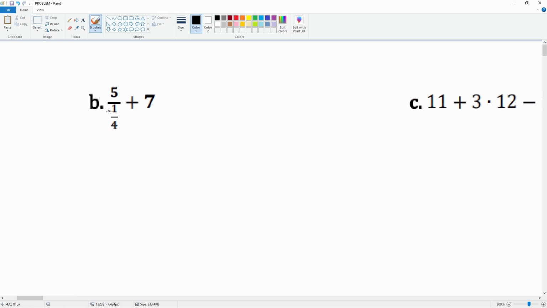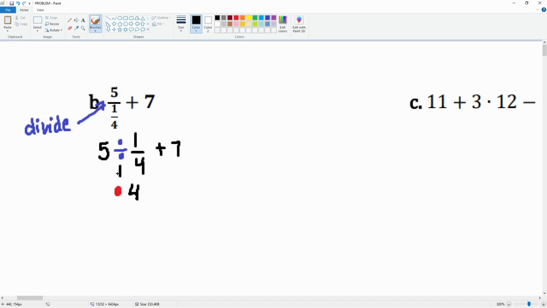Next, we have this. This, please understand, this bar means this is the quotient. That's also the divide symbol. So we have 5 divided by 1 over 4 plus 7. So there's an easy way to do this. The division becomes a multiplication, but the 1 over 4 changes to become 4 over 1. It becomes the reciprocal. Or you can just leave it as 4.